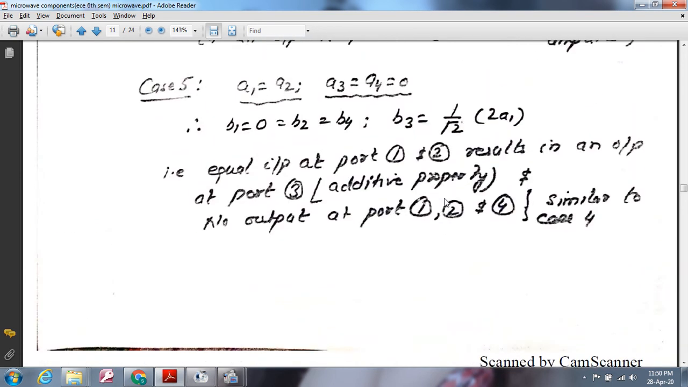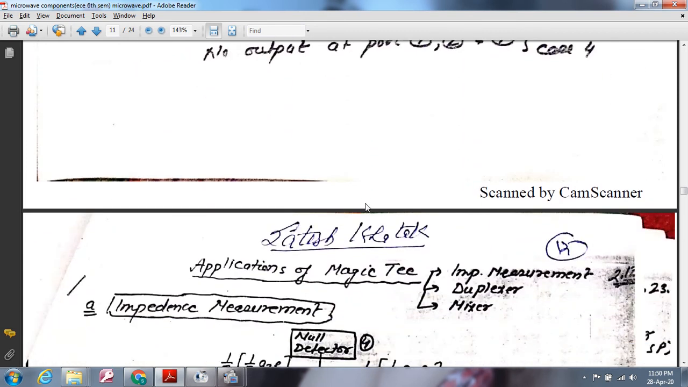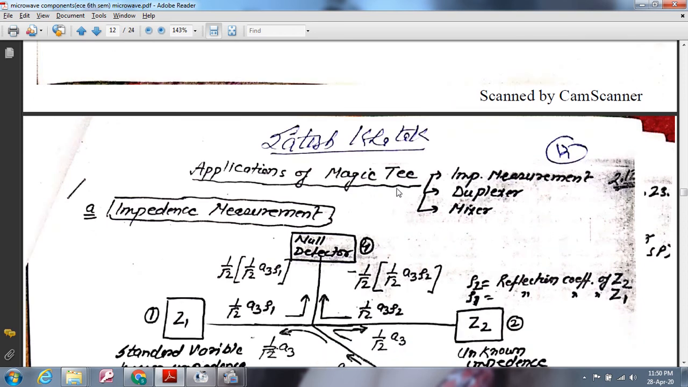So this is how our magic T can be studied with the help of our scattering matrix. Now we are going to see the various applications of magic T. These applications can be impedance measurement. Magic T can be used as a duplexer, or magic T can also be used as a mixer, which we have used in the heterodyne receiver, super heterodyne receiver. There we have used a mixer to generate IF frequencies.